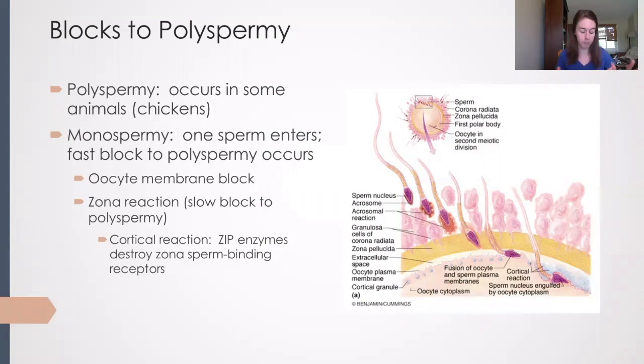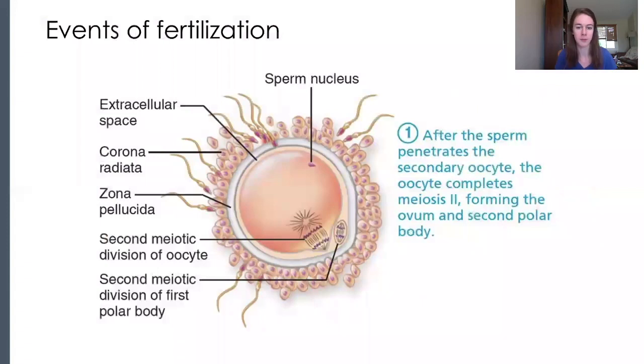We want, in humans, just monospermy to occur. So you block the membrane receptors in the membrane of the oocyte, and then the cortical reaction is when you are going to calcify and get rid of the receptors in the zona pellucida to prevent any other sperm from getting through. So what happens when one sperm does make it through? It then has to go through the actual process of fertilization.